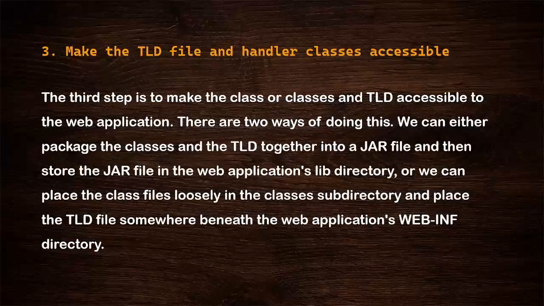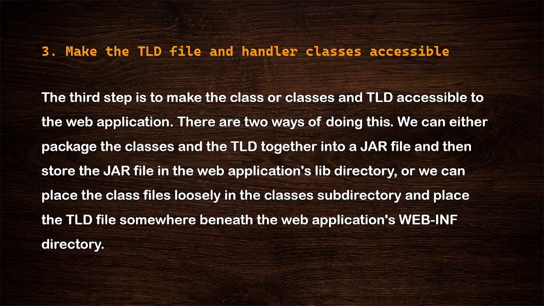The third one is making the TLD file and handler class accessible. The third step is to make the class or classes and TLD accessible to the web application. There are two ways of doing this. We can either package the classes and the TLD together into a jar file and store the jar file in the web application's lib directory. Or we can place the class file loosely in the classes subdirectory and place the TLD file somewhere under the web application's WEB-INF directory.